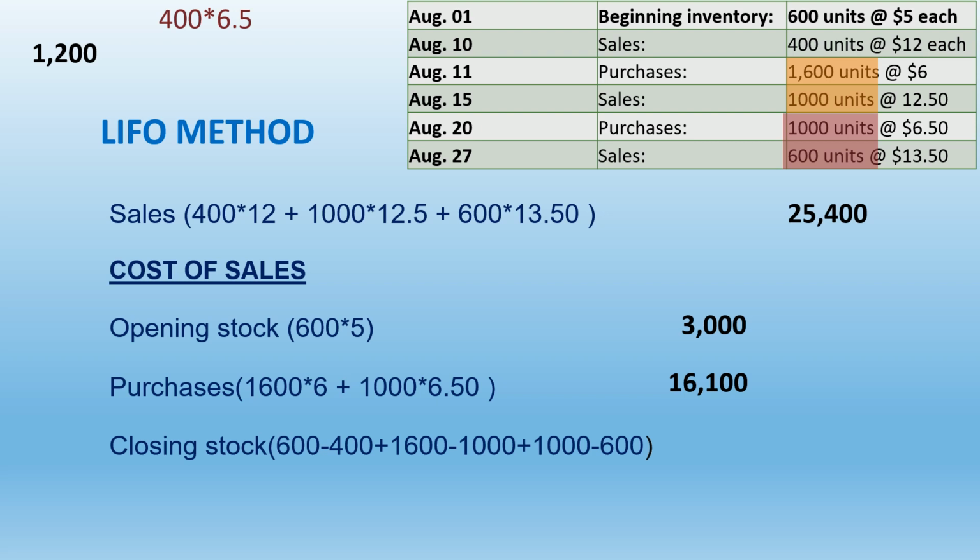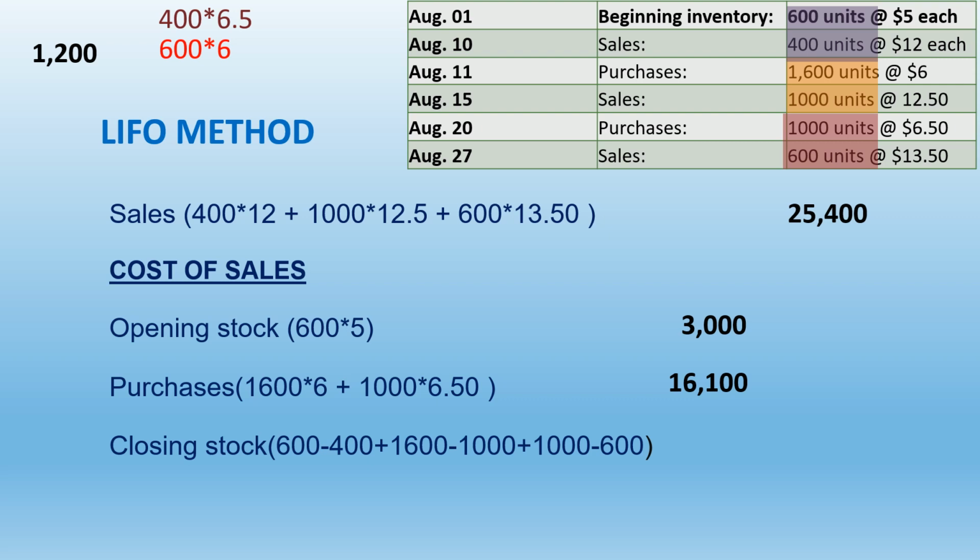Then just go through the next one. In the next one, we are issuing 1000 units on 15th August. So we have to make this 1000 by utilizing the current purchase of 1600. So the value would be, we are having a balance 600 and it should be valued at $6.